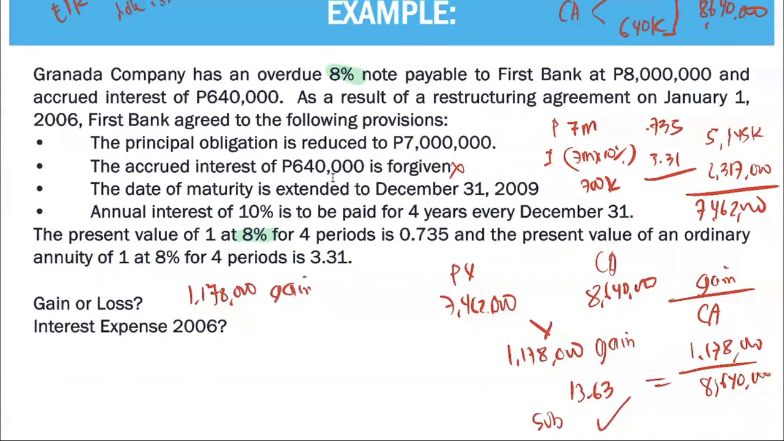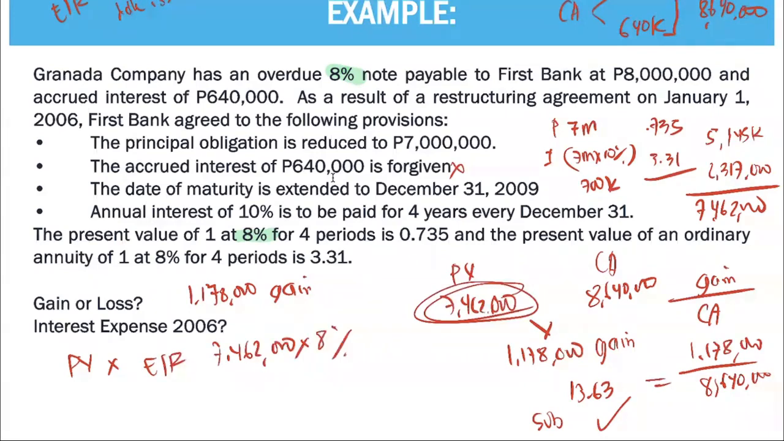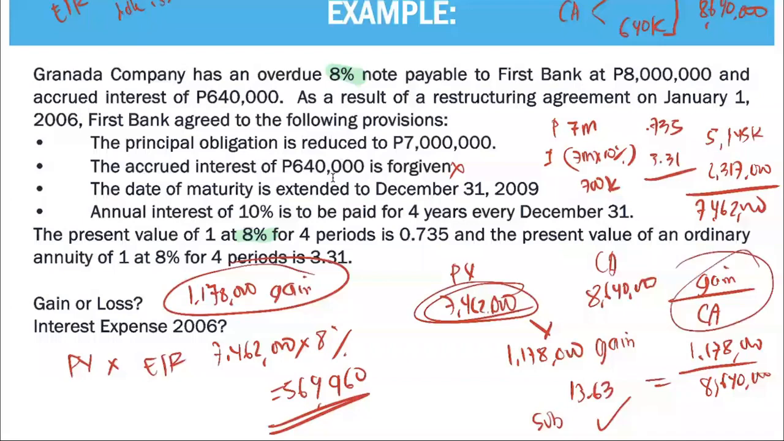Sir, how do we compute the interest? Whatever the present value is, you multiply it by your effective interest rate. Our present value computed is 7,462. You multiply it by your 8%, then we will get 569,960. Okay? So here it is substantial. How did we compute? Gain divided by the carrying amount. So if it is substantial, recognize the gain.